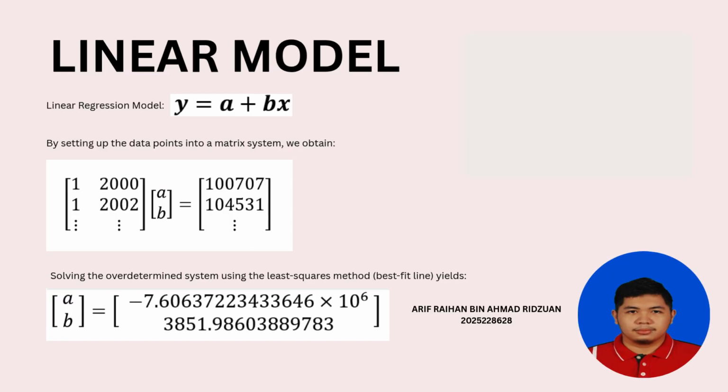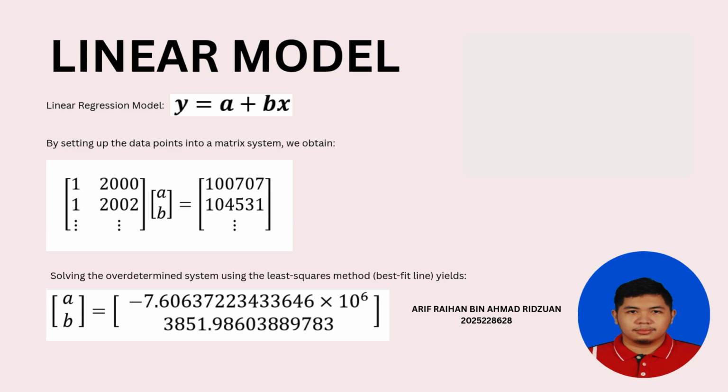Assalamualaikum warahmatullahi wabarakatuh. My name is Arif Rahman bin Ahmad Rizwan, and right now I will be presenting the linear model for annual deaths. For the linear model, its equation line is y equals a plus bx, where a is the constant, which is the y-intercept, and b is the gradient. By setting up the data points into a matrix system, we will obtain a matrix equation like this.